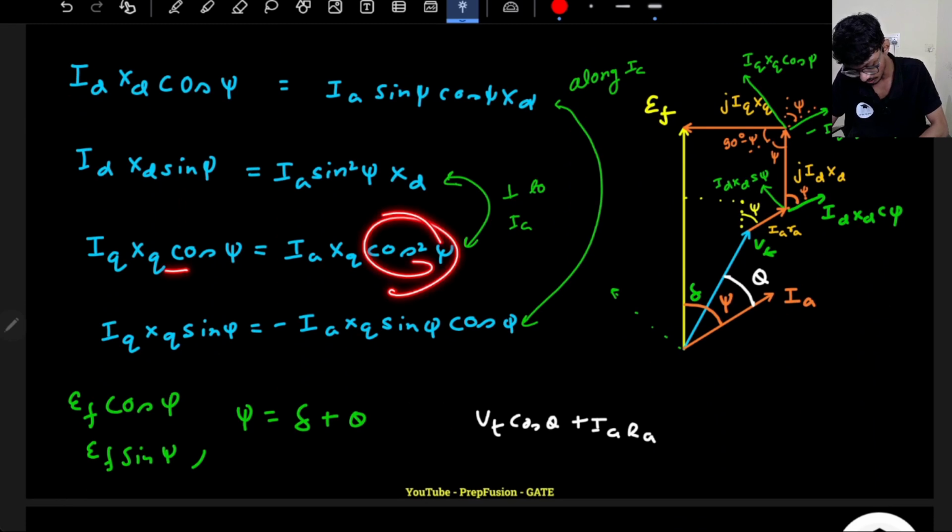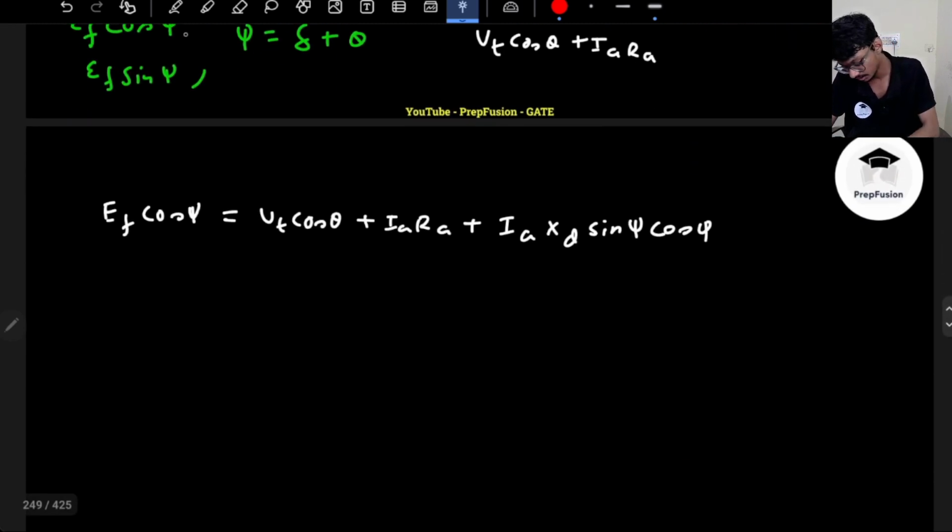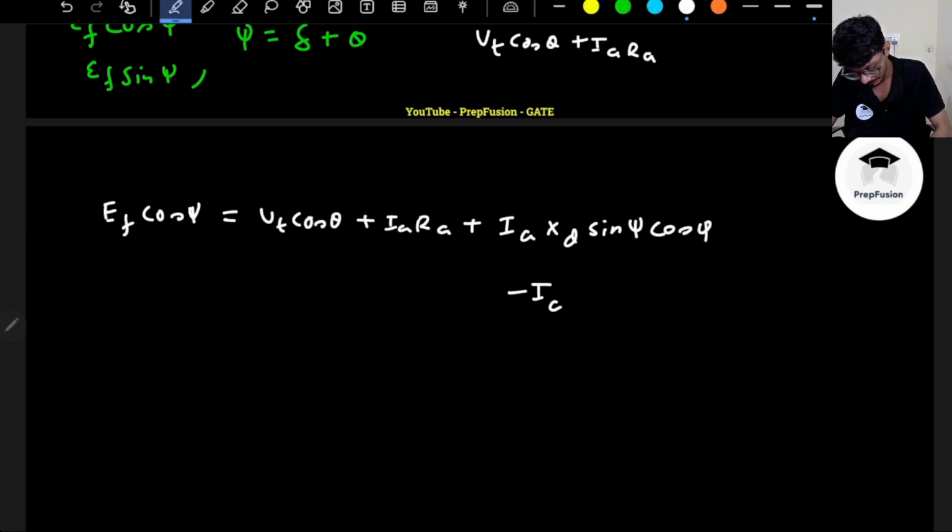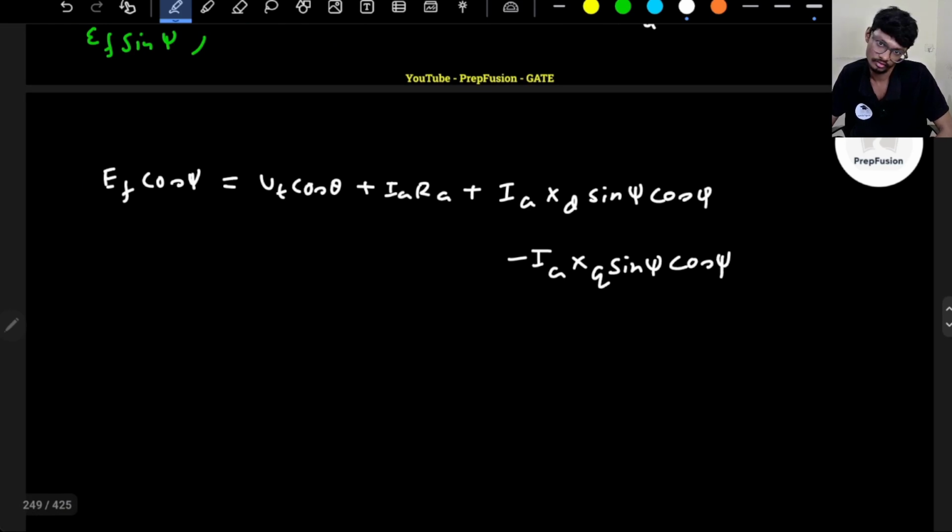That's why this becomes cos square xi, and here it becomes sin square xi. Okay, that thing I have done. So this will be minus Ia Xq sin xi into cos xi. This is my Ef cos xi.